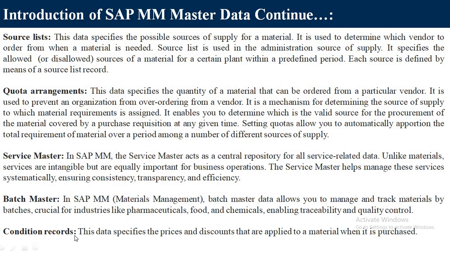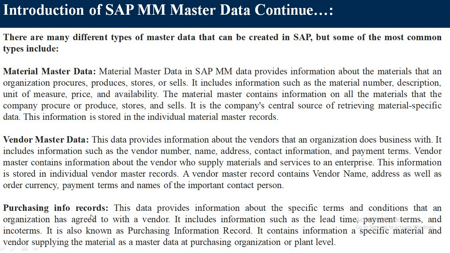And the last one is the condition record. This data specifies the price and discount that are applied to a material when it is purchased. That is the condition record. So these are all the different SAP Material Management master data.